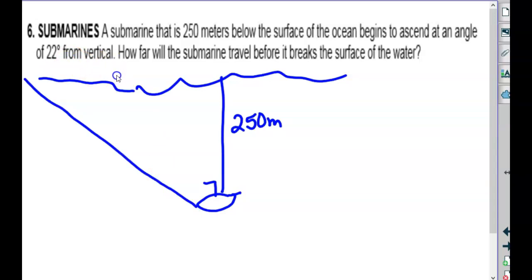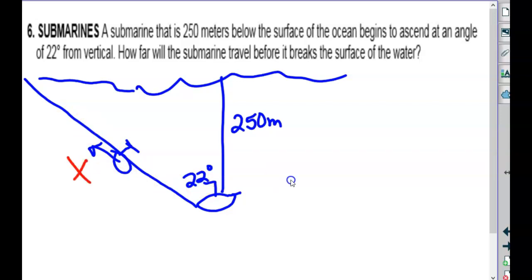Okay. Very rarely do we use from the vertical, but this specifically says from the vertical, right? So in here, between that sub and the vertical line is 22 degrees. How far will the submarine travel before it breaks the surface of the water? Okay, so the sub's path is here, right? He's going this way, so his actual path is here.